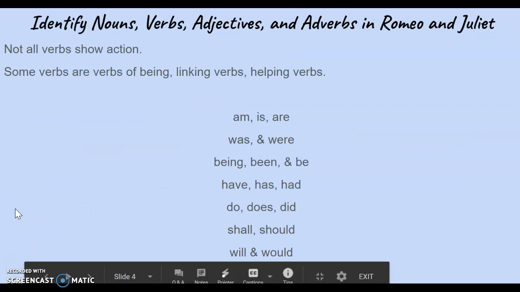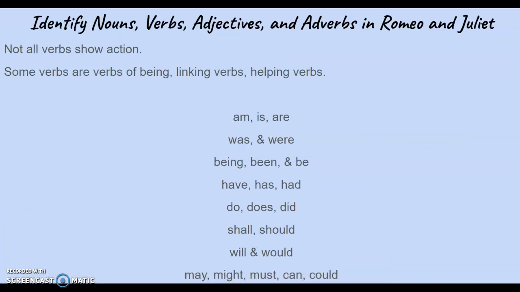All right, remember verbs. You're going to have to identify verbs. Action verbs, pretty straightforward. If someone or something can do it, it's an action verb. But don't forget about the linking verbs or verbs of being or helping verbs. Do you remember the silly little song? I offered you guys a YouTube video a while back for you to watch where they sing the helping verbs to you. So they're right here. Am, is, are, was and were, being, been, and be. Have, has, had, do, does, did, shall, should, will, and would, may, might, must, can, could.